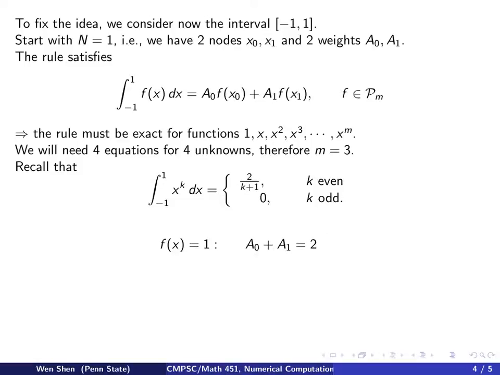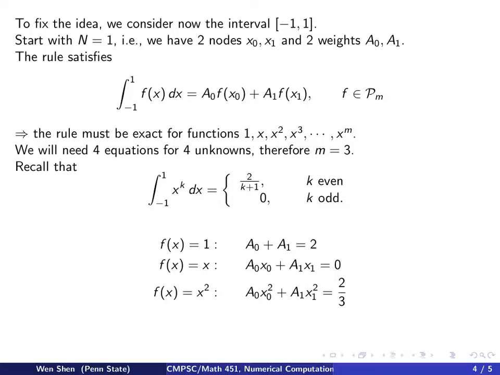Okay, with that piece of information, now we're going to plug in. So let's first plug f equals 1 in my rule. If f equals 1, then the integral of 1 shall be 2 here, and my rule will be a0 times 1 plus a1 times 1. So a0 plus a1 equals 2. And in the same way, let's say I put in f equals x. So f of x0 will be x0, f of x1 will be x1, and then this integral, I know it has to be 0.